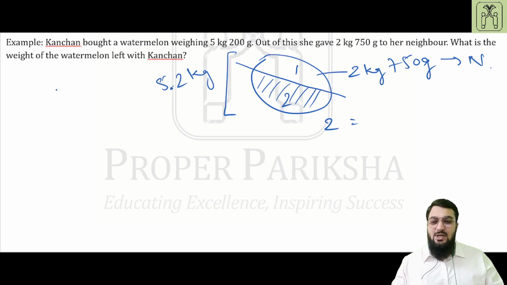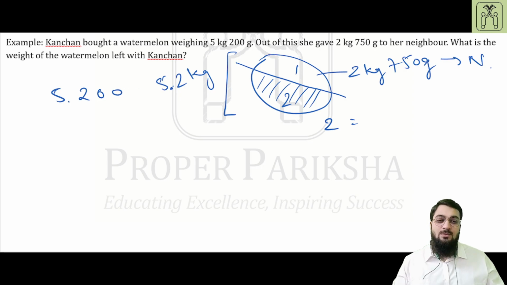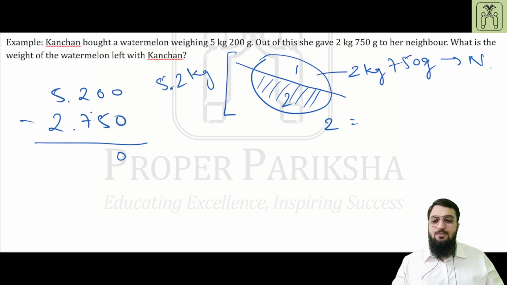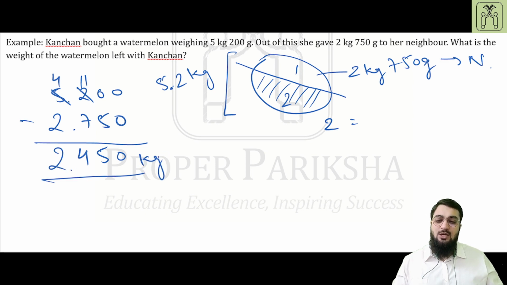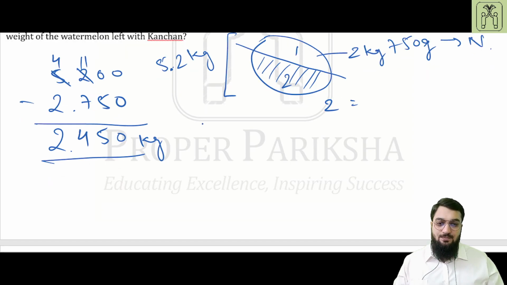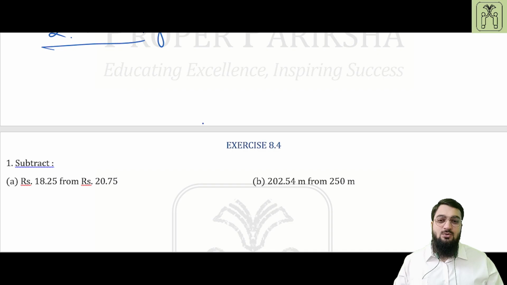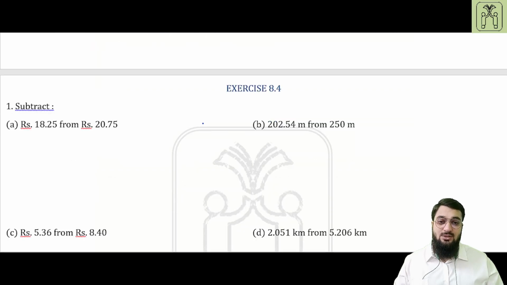Therefore, we will just write 5.200 just to make it look nicer, and then 2.750, and then we will just subtract it. 0, 10 minus 5 is 5, this will become 1, so it will become 11, that will become 4, and this will become 4, and 4 minus 2 will become 2. So 2.45 kilogram is the weight of watermelon that is left with Kanchan. So this is a simple trick as to how to solve the questions for subtraction of decimals.